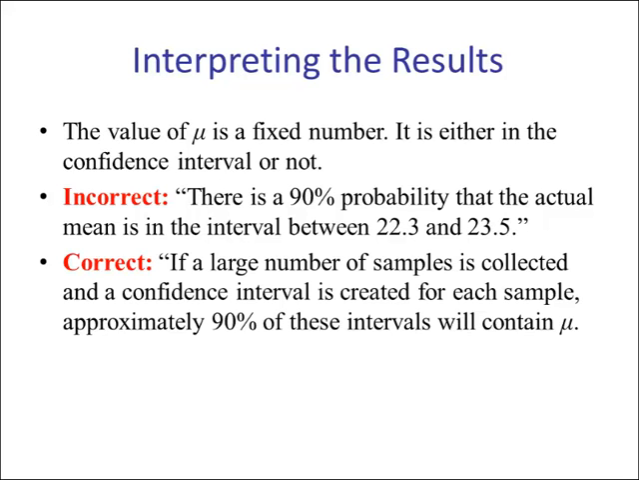If a large number of samples is collected and the confidence interval is created for each sample, approximately 90% of those intervals will contain mu. The only problem is we don't know when we do a confidence interval if it really contains the population mean or not. That's why we have to talk about it in terms of probability.